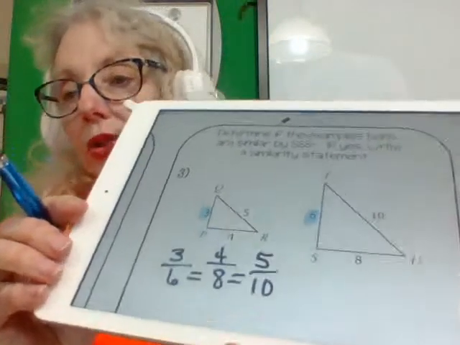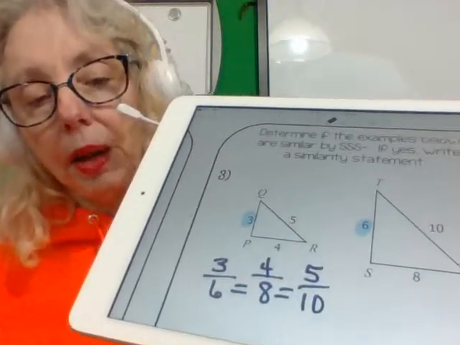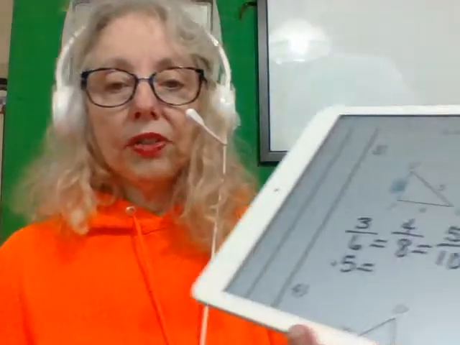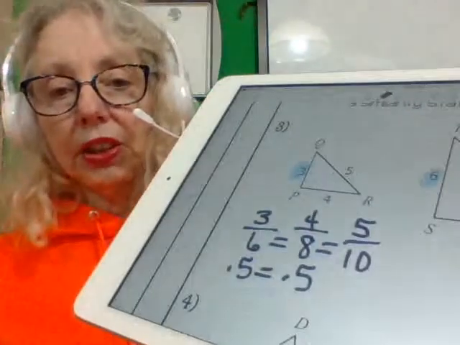Now, what you want to do is divide. Divide the top number by the bottom number, and you'll get a decimal. That's okay. 3 divided by 6 is 0.5. 4 divided by 8, 0.5. 5 divided by 10, 0.5.